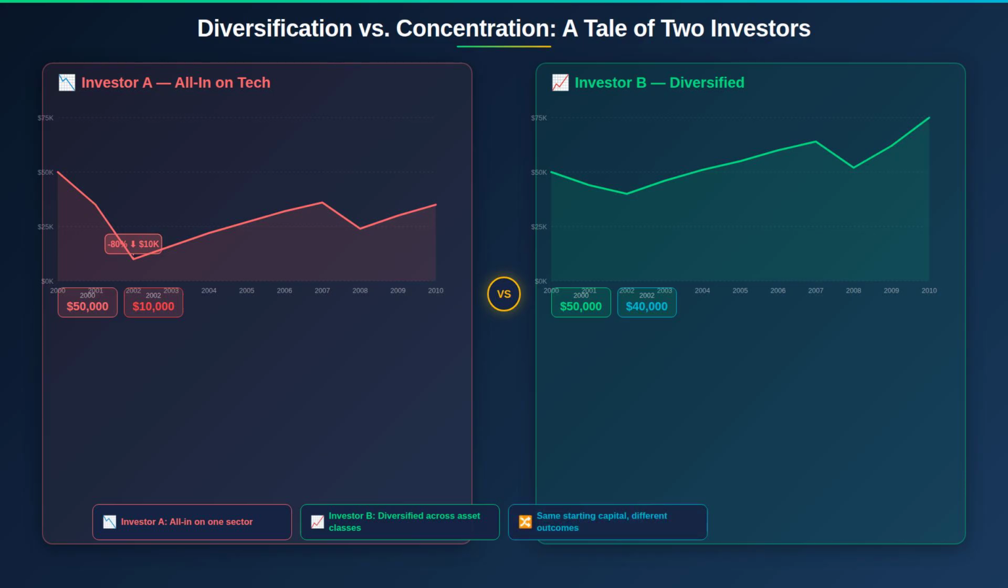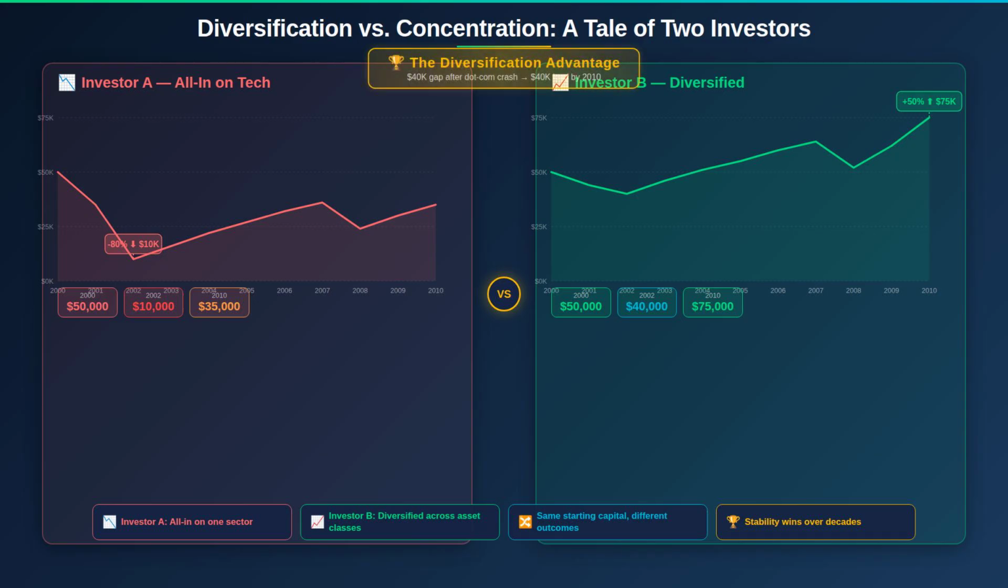By 2002, after the dot-com crash, Investor A has lost roughly 80% and is sitting on about $10,000. Investor B is down maybe 15 to 20%, sitting on around $40,000. Fast forward to 2010. Investor A has recovered somewhat but is still below their starting point. Investor B, up significantly, compounding steadily.